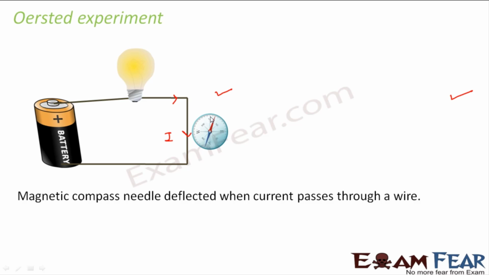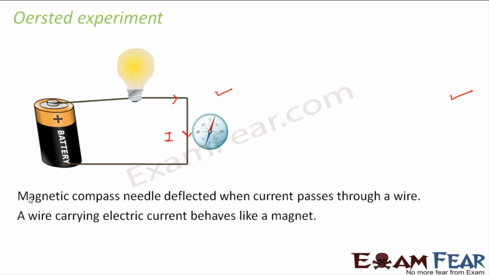So that means, and when does a magnetic needle show deflection? A magnetic needle will show a deflection whenever you place it in a magnetic field, right? Otherwise, it will not show any deflection. So it shows deflection when you place it in a magnetic field. So that means there was a magnetic field which was created somewhere around this current carrying conductor. However, if you look at it, there is no magnet which is present here, right? There is only a current carrying wire. So from this he concluded that a wire carrying electric current behaves like a magnet.